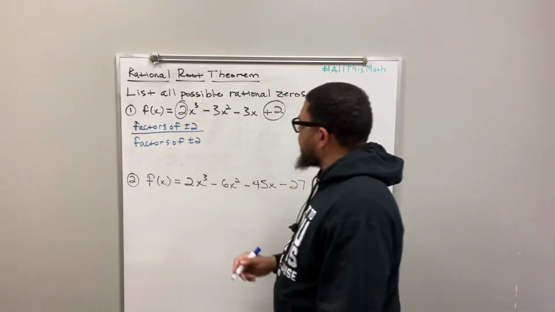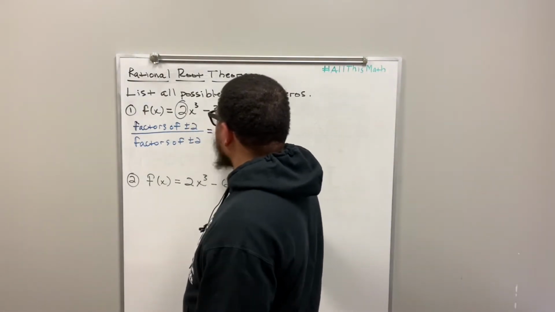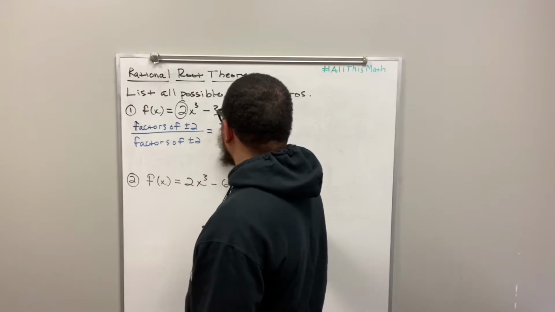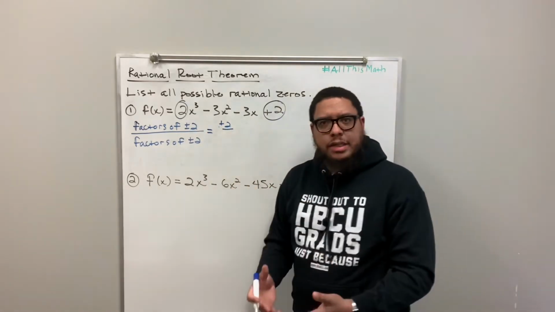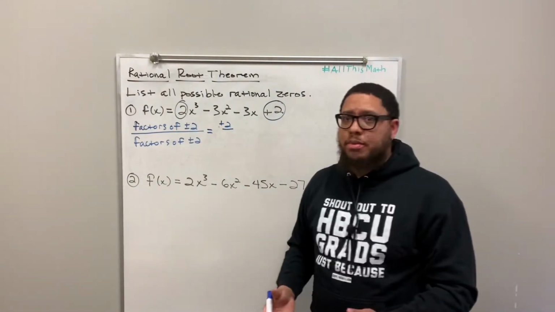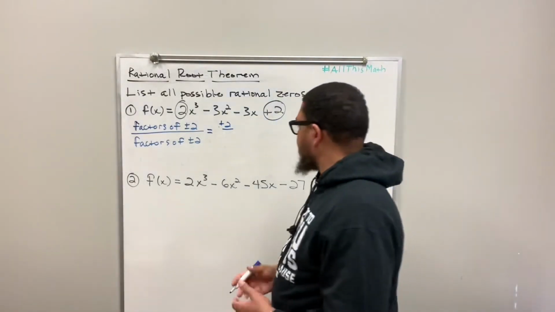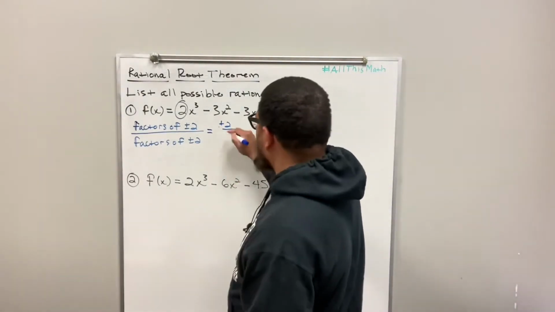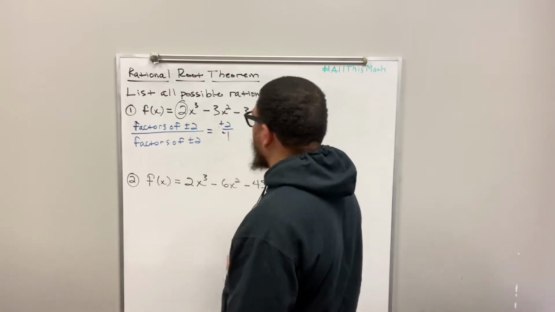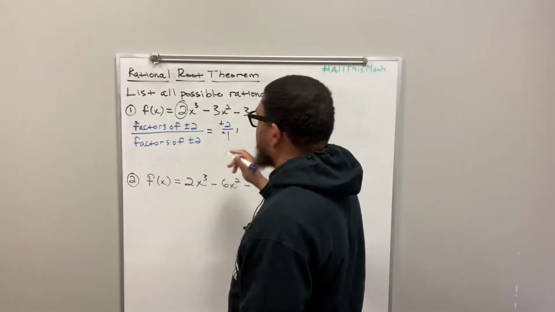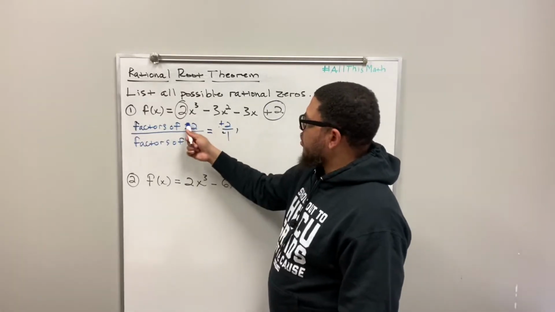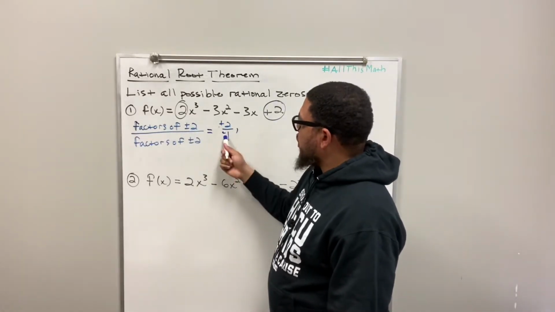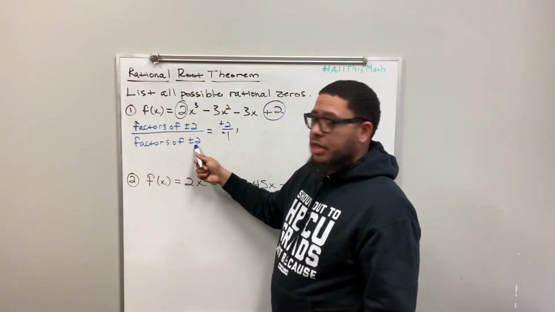So what does that look like? Matter of fact, let me get specific. 2 is a prime number, so this is kind of easy to do. We're not going to have a whole lot of choices. So positive 2 divided by positive 1. That's one possible zero, because positive 2 is one of the factors of positive or negative 2, and positive 1 is one of the factors of positive or negative 2.